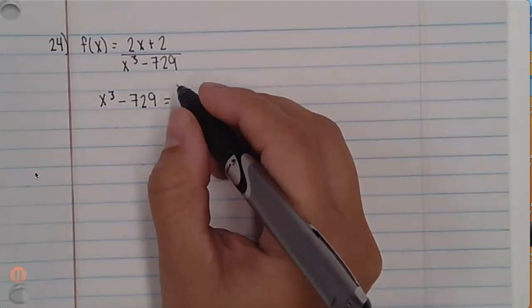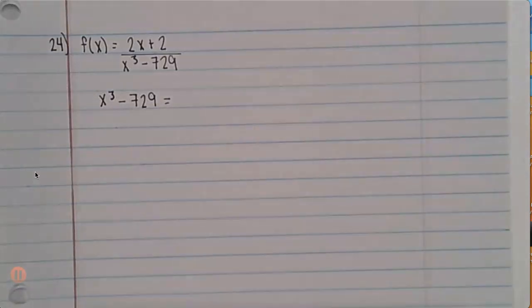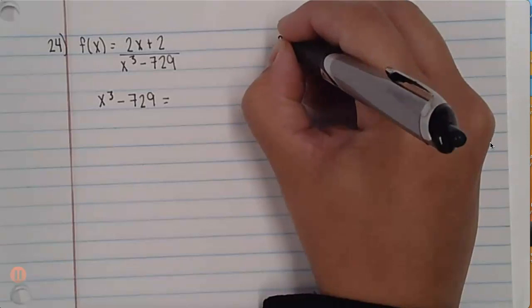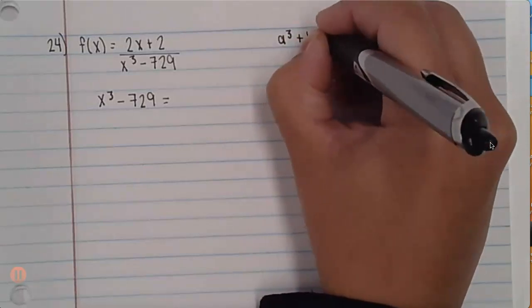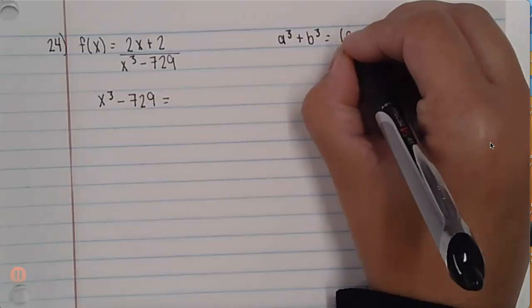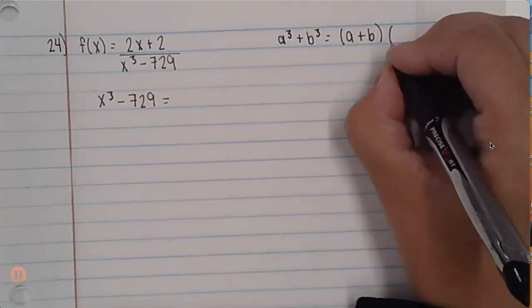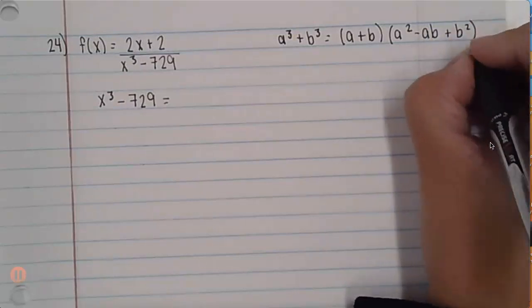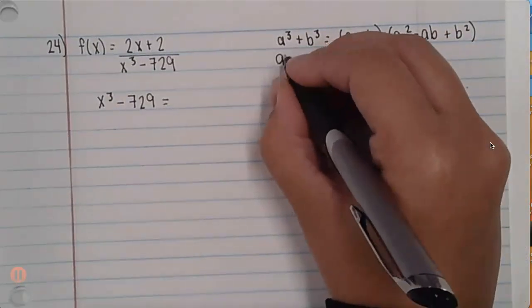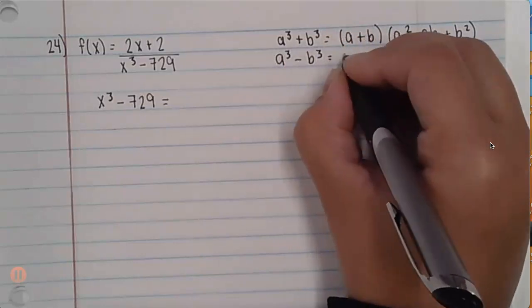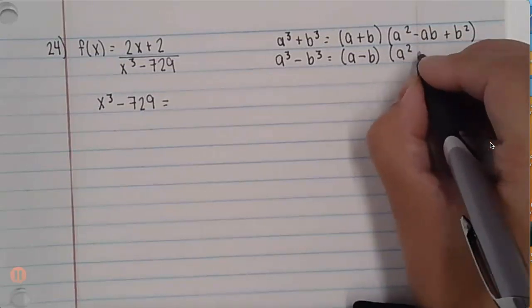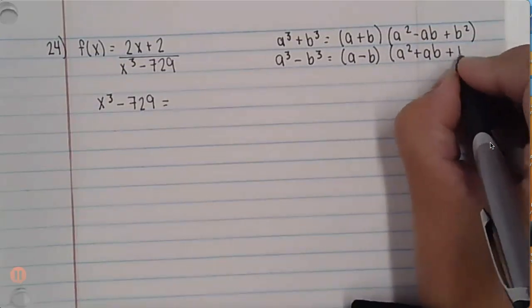I'm not sure if you went over the difference of cubes in Algebra 2, so I'm going to write the equations for both the sum and difference of cubes. a cubed plus b cubed, if you need to factor that, is a plus b times a squared minus ab plus b squared. a cubed minus b cubed is a minus b times a squared plus ab plus b squared.